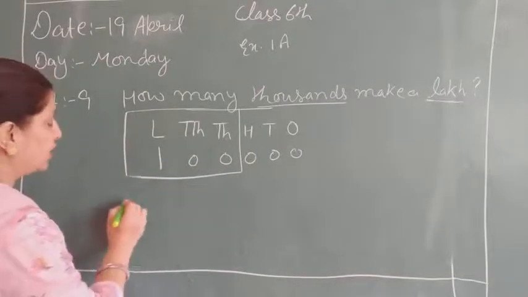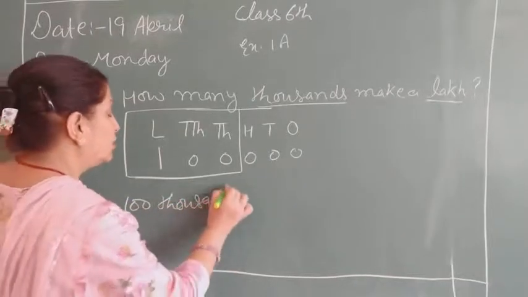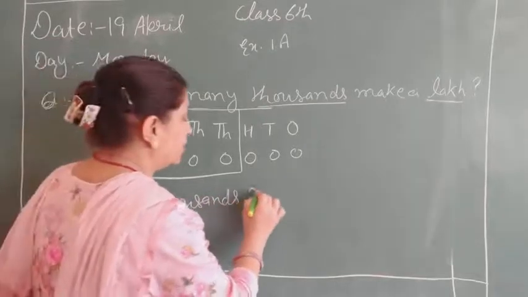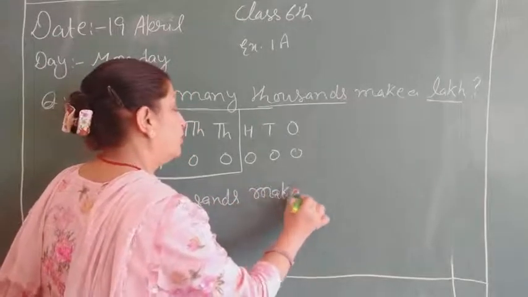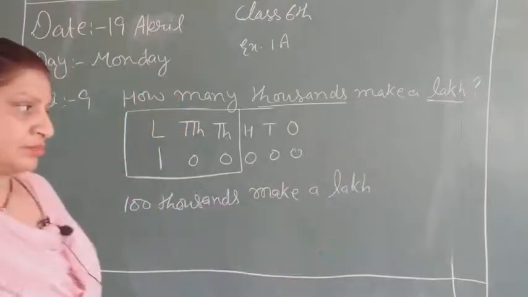Now here we see that in the box we have 100. So our answer is 100 thousands make a lakh. This is our answer.